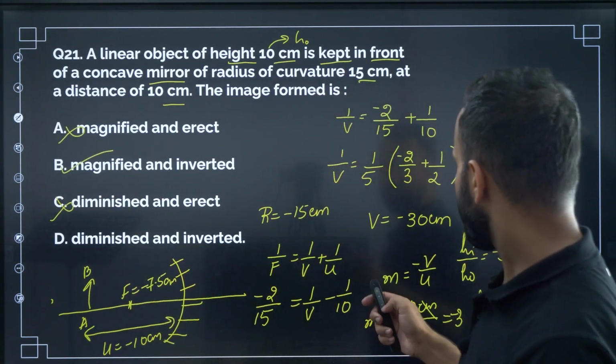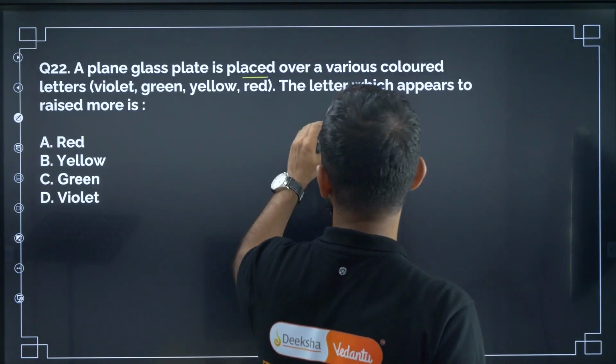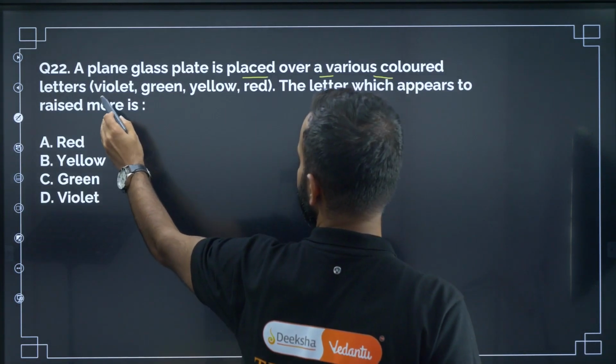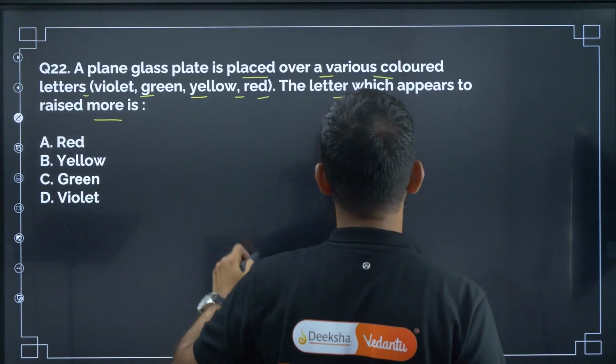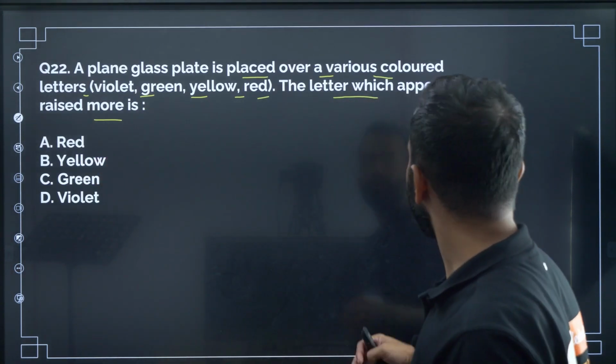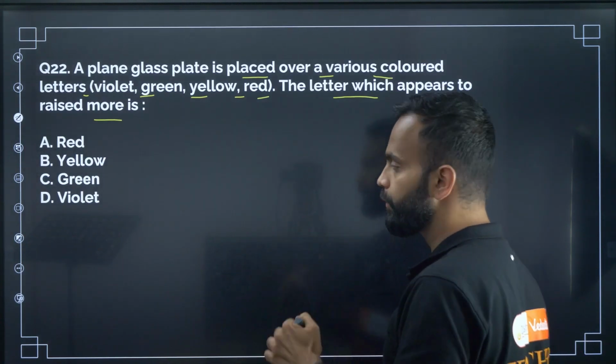Okay. Next question. Question number 22. A plain glass plate is placed over various colored letters: violet, green, yellow, red. The letter which appears to be raised more is, okay, that is, it is shifted.